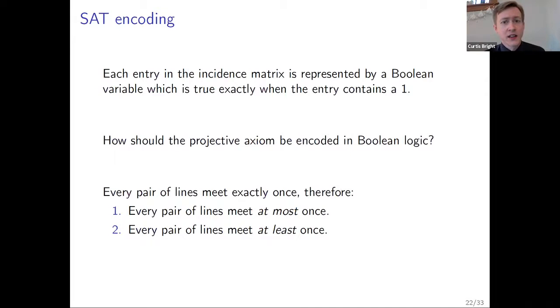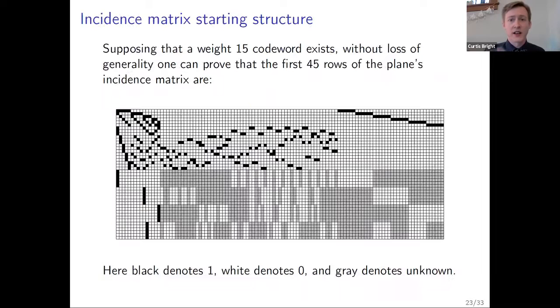So SAT people have worked on these sorts of encodings. One of the tricks is to make it as simple as possible, right? If you want to say every pair of lines meet exactly once, you can say they meet at most once and at least once, right? So we can go ahead and encode these in 2 different ways.